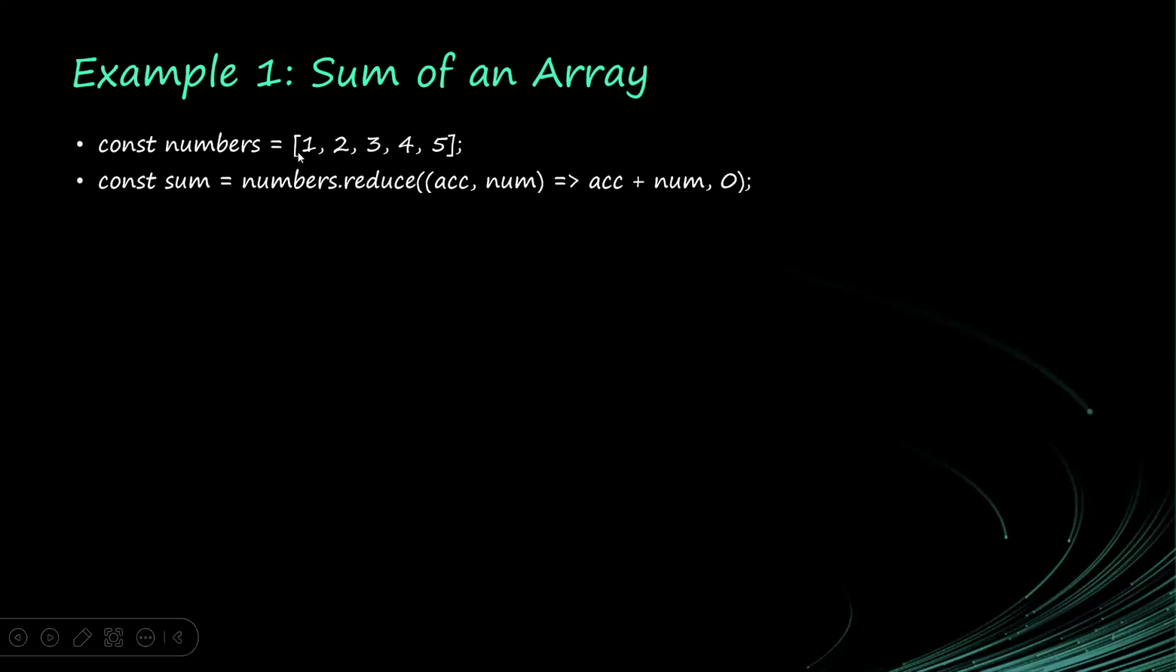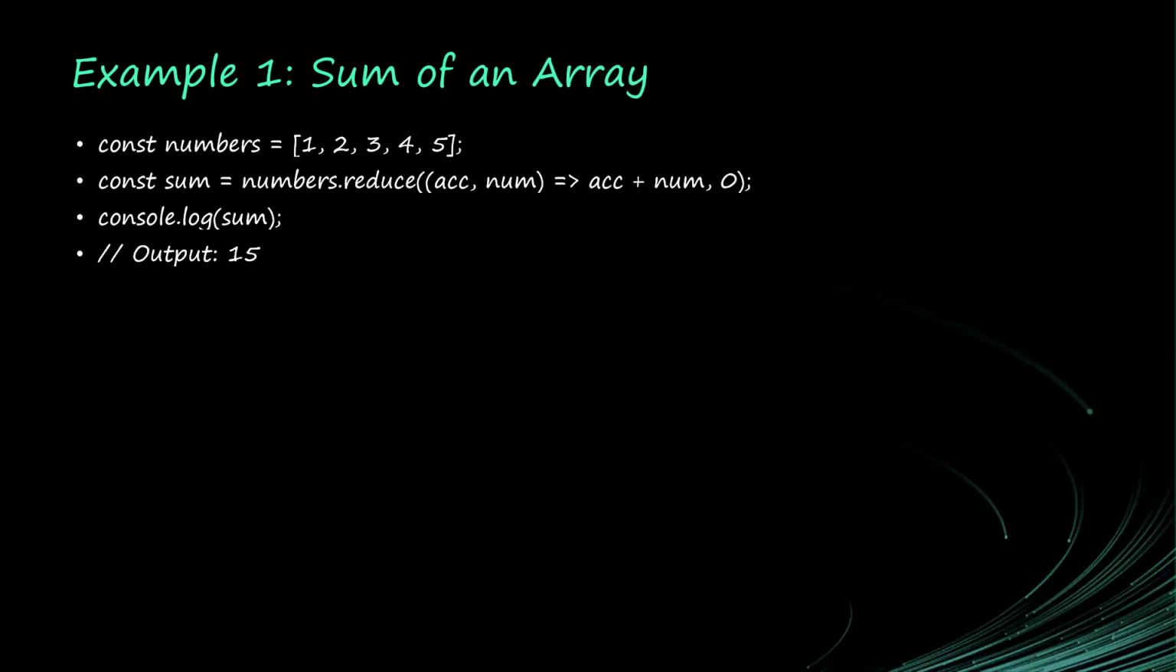We have an array 1, 2, 3, 4, 5, and we want to get the sum of the array. We have been doing this kind of thing in previous sessions, finding the sum of the array. We know how to do loops, we use the for loop. But right now, as a big programmer, you can use the reduce method to do it faster. So we are calling numbers dot reduce, and this is the accumulator, this is the number, and this is the initial value.